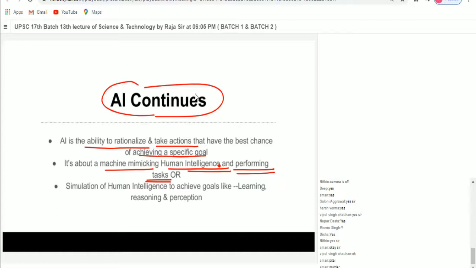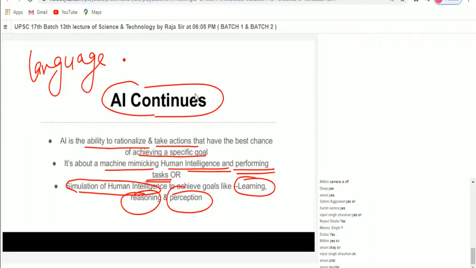Simulation of human intelligence. Why do we want to copy human intelligence? To achieve goals like learning, reasoning and perception. All of you know that computers work on programming languages. And what are those languages? Languages are basically algorithms.